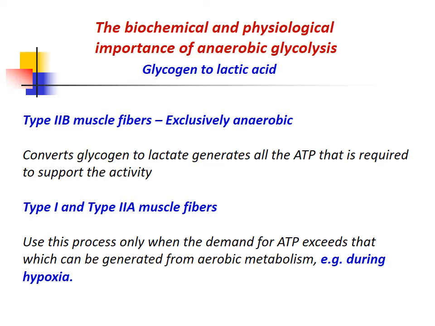Glycogen to lactic acid. Type 2B muscle fibers, exclusively anaerobic, convert glycogen to lactate, generating all the ATP that is required to support the activity. Type 1 and type 2A muscle fibers use this process only when the demand for ATP exceeds that which can be generated from aerobic metabolism, for example, during hypoxia.